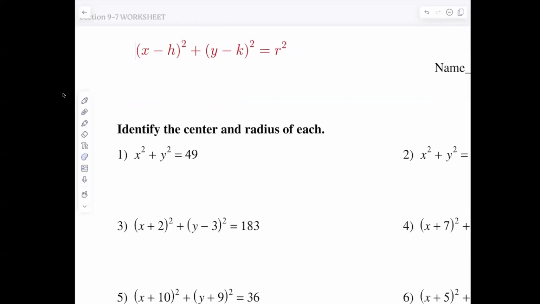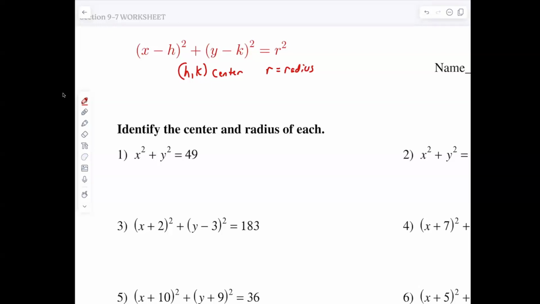So that's our equation. H and K is called the what? Center, very good. R is called the what? Radius. Again, guys, very simple.